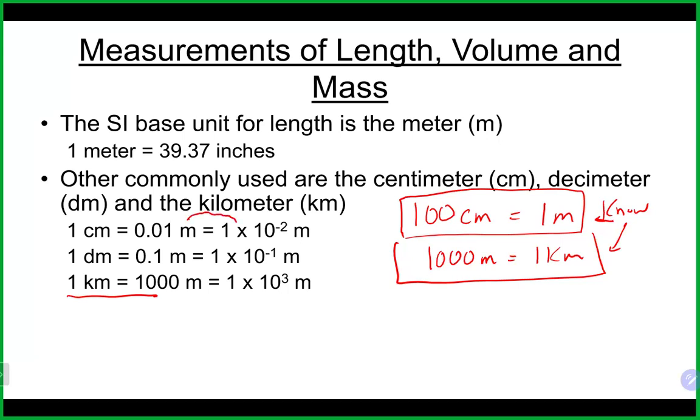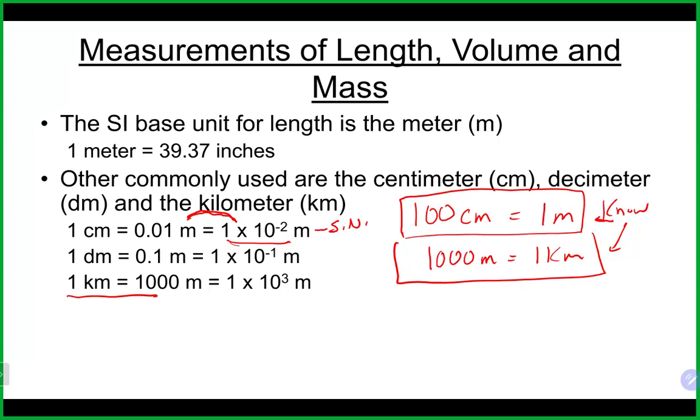These two numbers are basically the same number, and we'll talk about this a little bit later on in this chapter, but this is scientific notation. The way this is written, 1 times 10 to the minus 2 is scientific notation. And obviously 1 times 10 to the 3 is scientific notation for 1,000. We'll talk about that later on in this chapter.